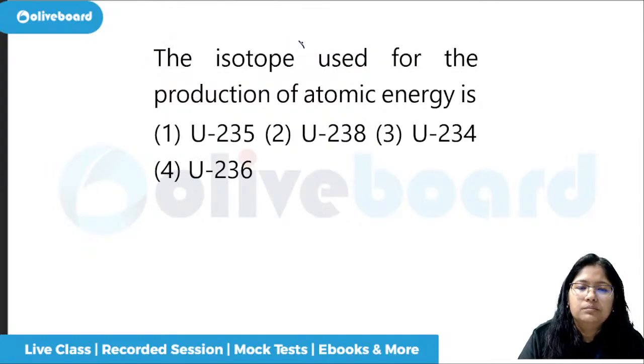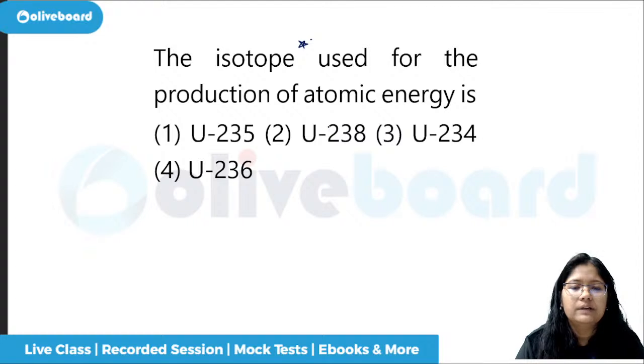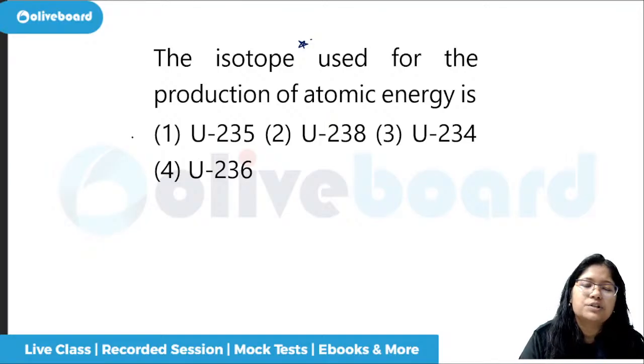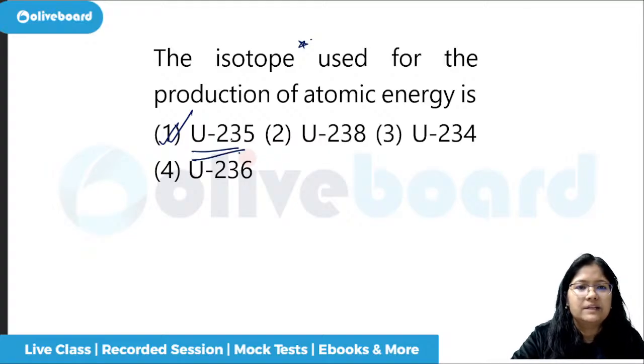Read the next question. The isotope used for the production of atomic energy is. So a very basic question. For the production of atomic energy, uranium-235 is used. So 1 is the correct answer.